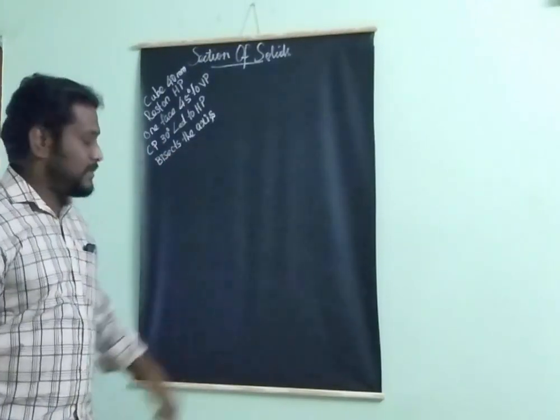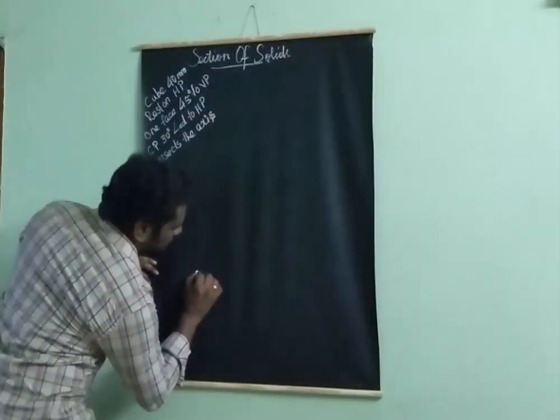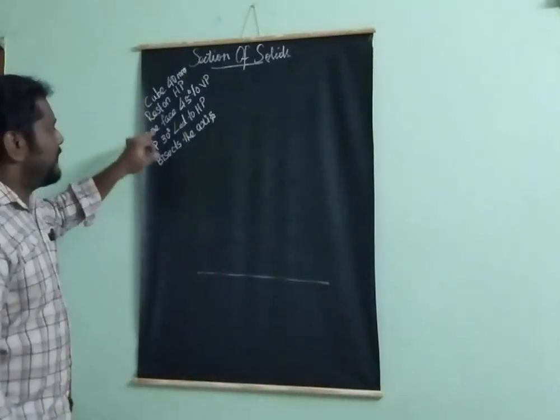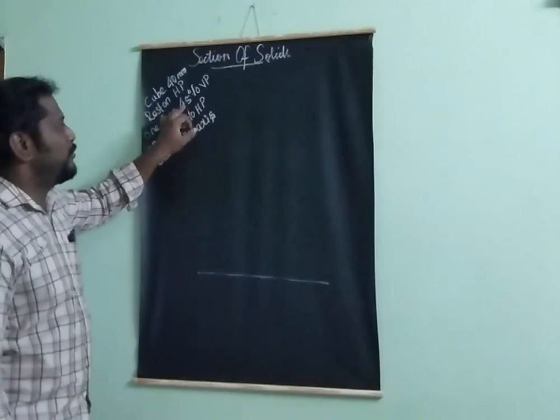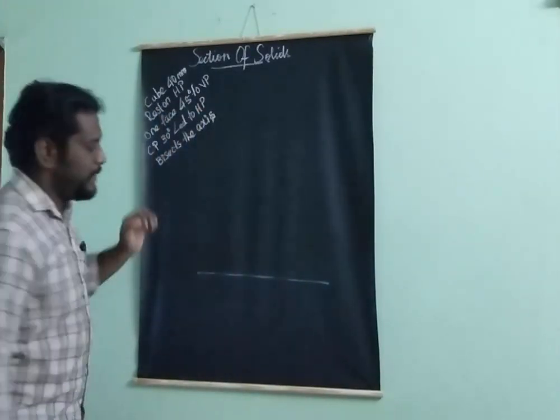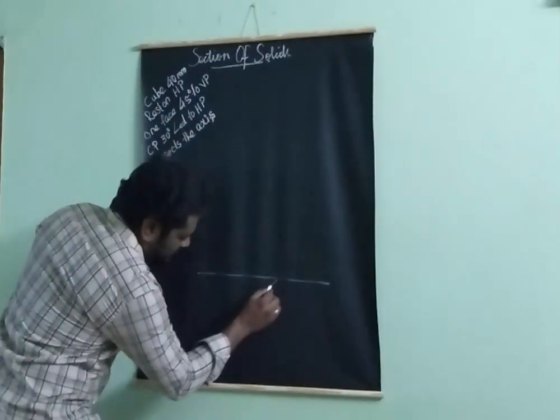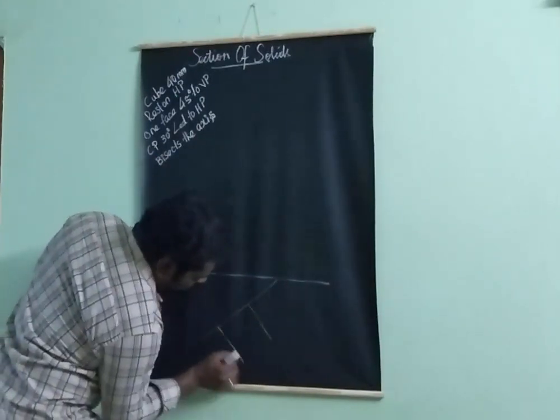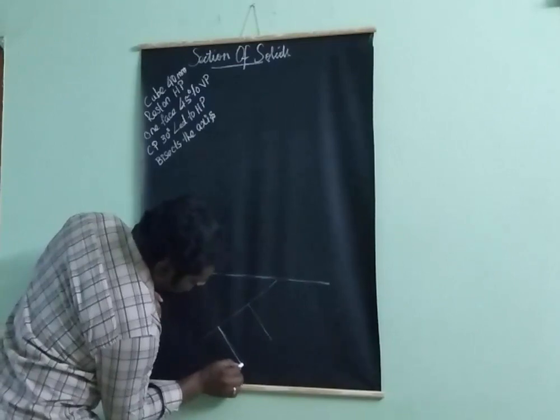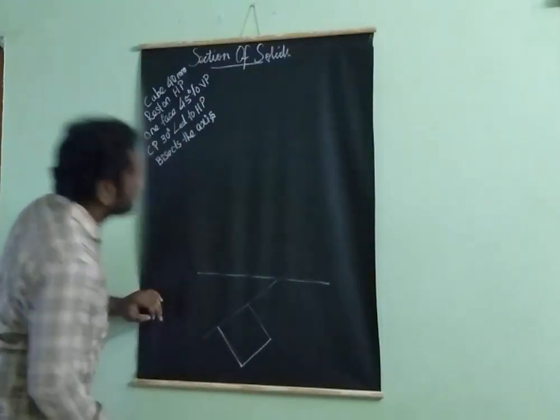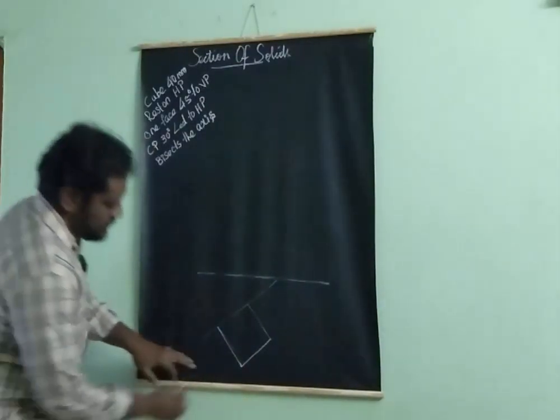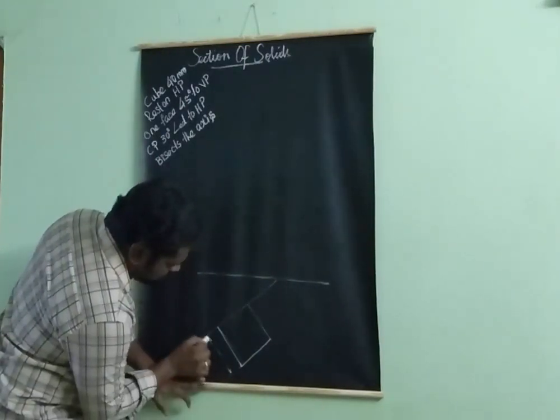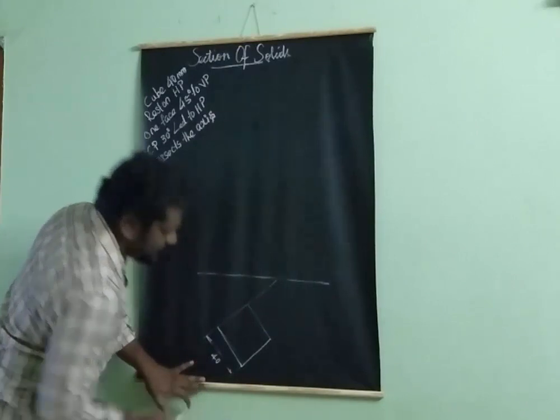Let me draw the simple position first. So this is your XY line. So I am drawing the cube with one face of the cube at 45 degree to VP. So I am drawing a 45 degree line and then a cube on the 45 degree line like this. So now the side of the cube is 40 mm length. So this is 40, right?